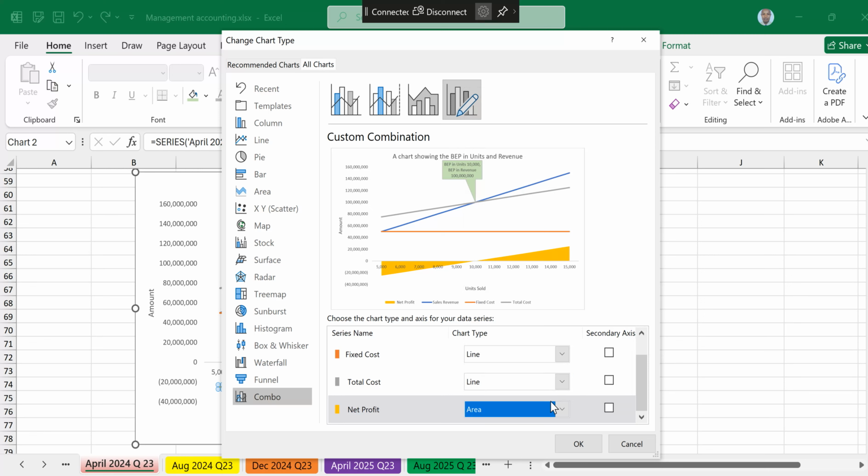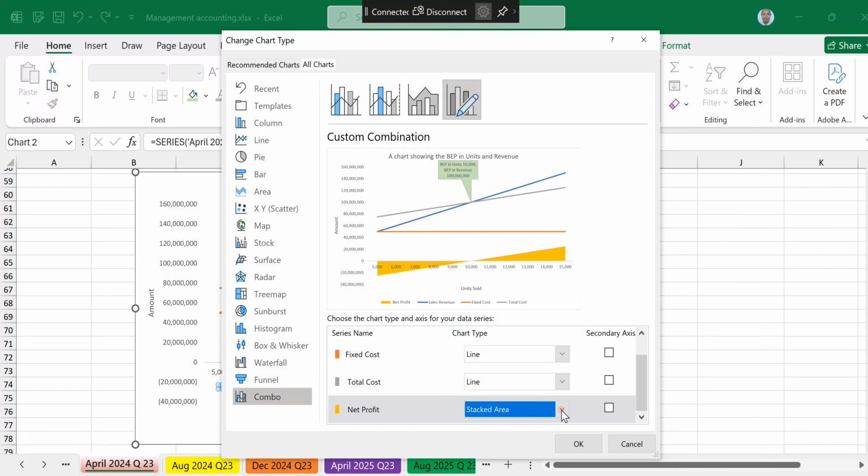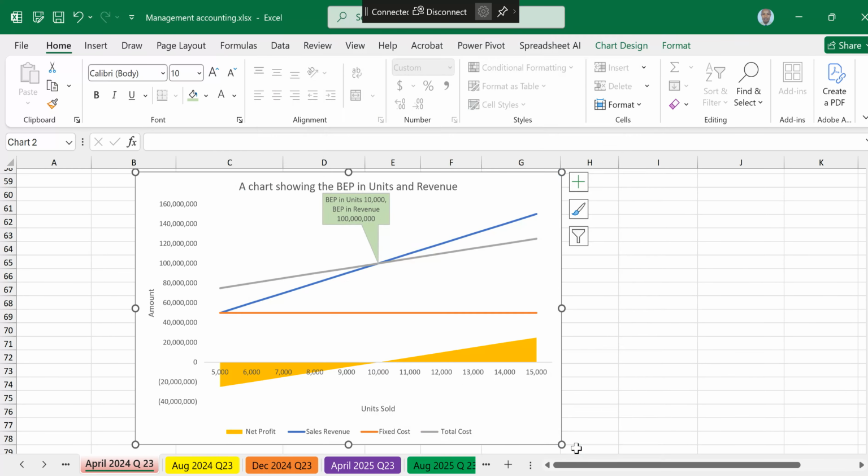There is that area. There is also the middle one, which is stacked area. So we have area and then we have stacked area. I'm going for stacked area. Either area or stacked area, then click on OK.